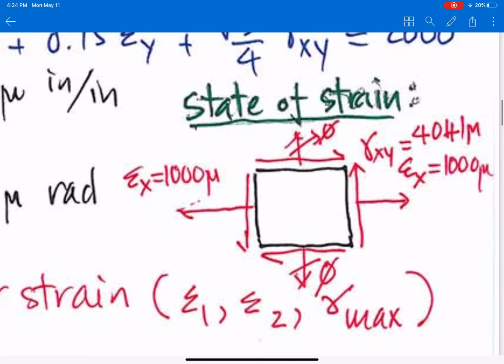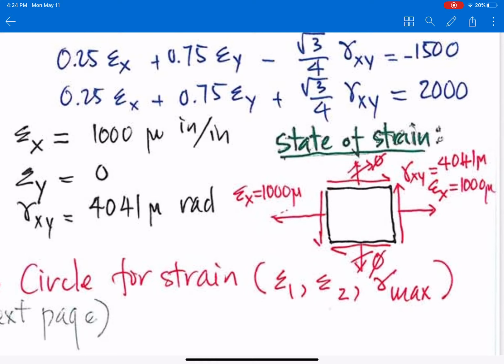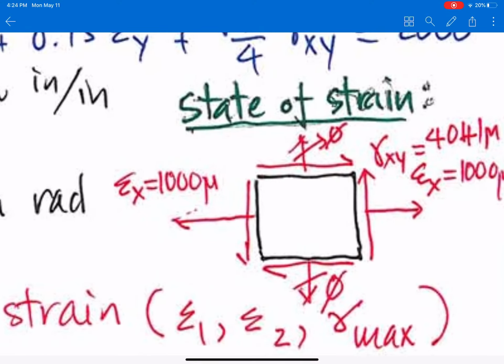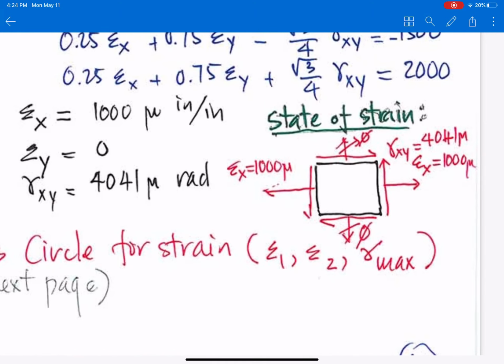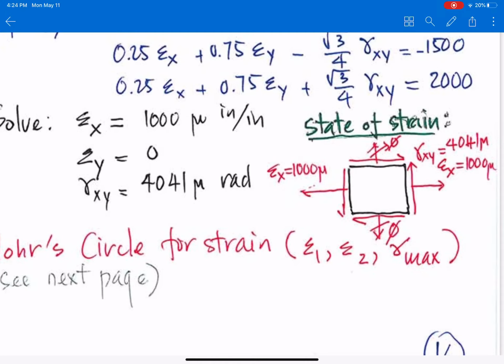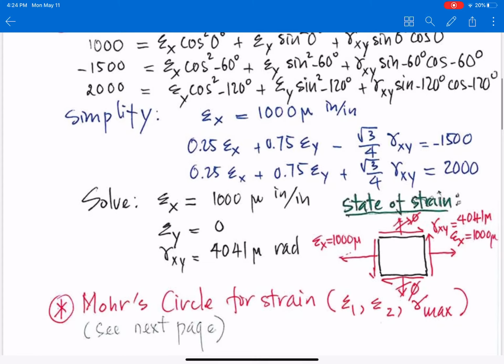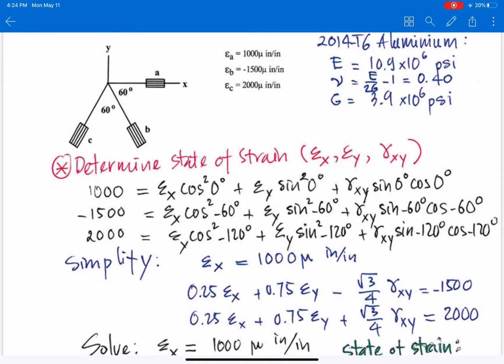So here, epsilon x, as you can see, is 1000 micro, and gamma xy is 4041 micro, and it's positive. That's why it goes up on the positive x-plane, as you can see here. Epsilon y equals 0, so nothing there. And that finishes worksheet 13a, right? But now 13c combines 13a and 13b. Now move on to the next.